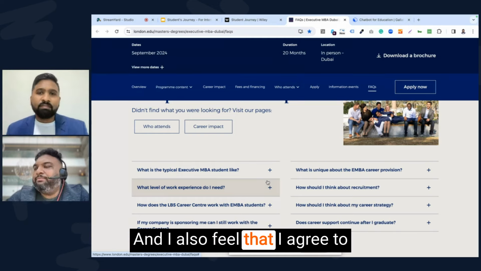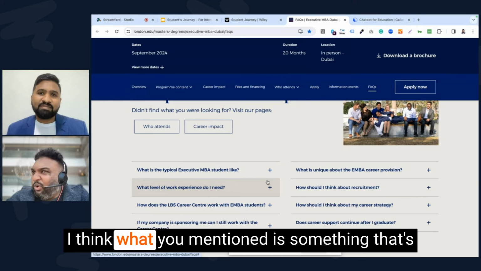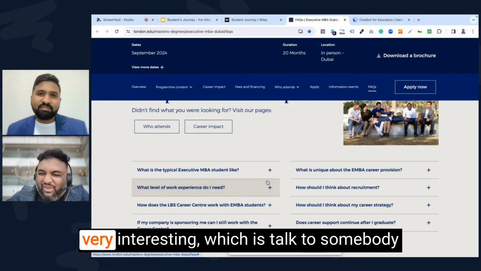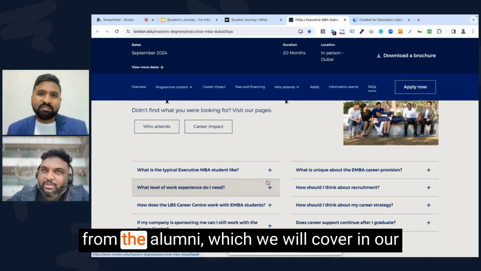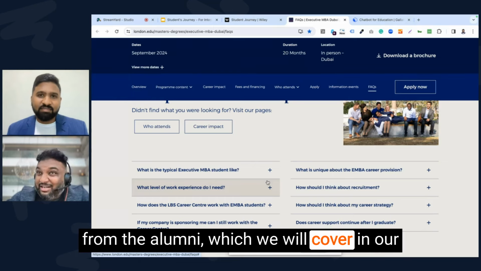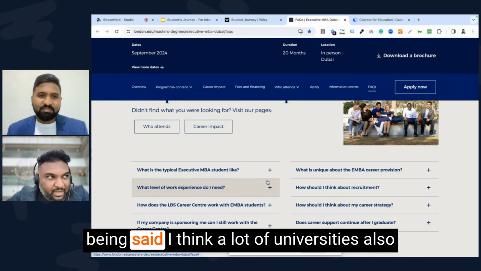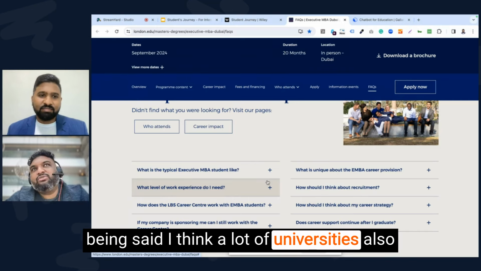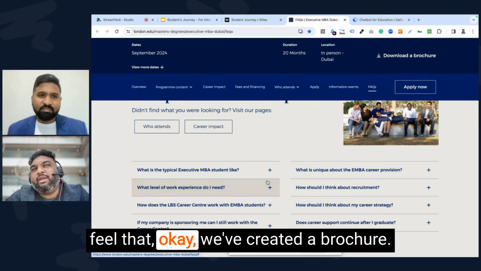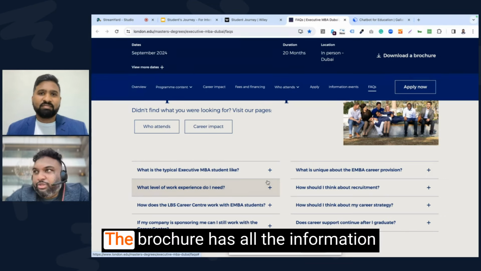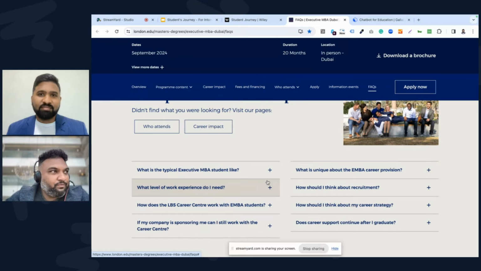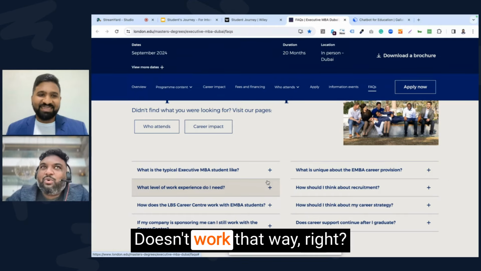Absolutely. I completely agree with what you're saying. And what you mentioned is very interesting, which is to talk to somebody from the alumni, which we will cover in our next stage, the apply stage. But that being said, a lot of universities feel that, okay, we've created a brochure, the brochure has all the information, students should be reading the brochure. It doesn't work that way, right?